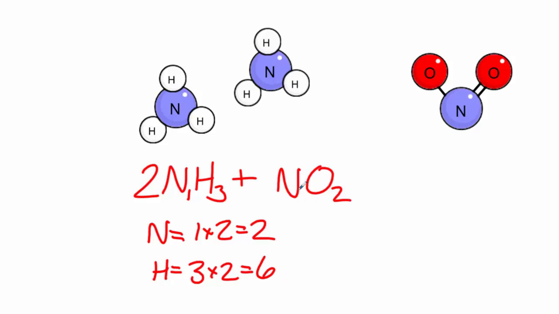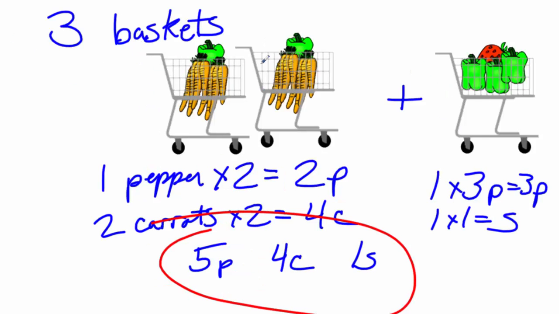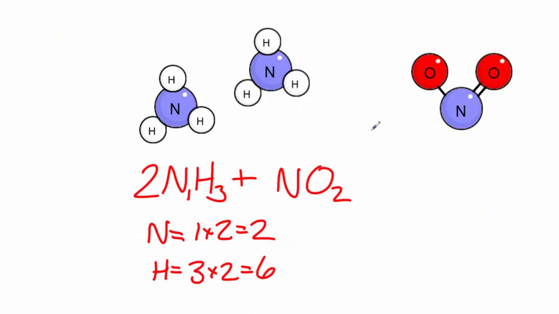Now we move over here. Now this plus sign means that we're to a whole new basket. Because there's 2 baskets here, we didn't multiply everything in here times 2. That wouldn't make any sense. We're to a whole new basket. So there's only 1 of this molecule. So invisible subscript of 1, invisible coefficient of 1. In here, we have 1 times 1 equals 1. So that's going to give us a total of 3 nitrogen.